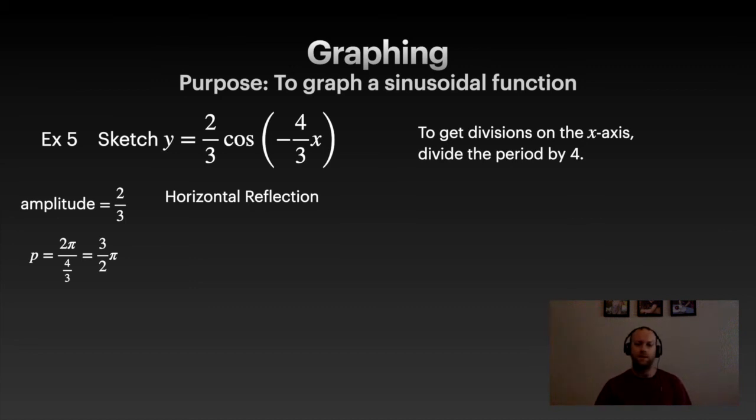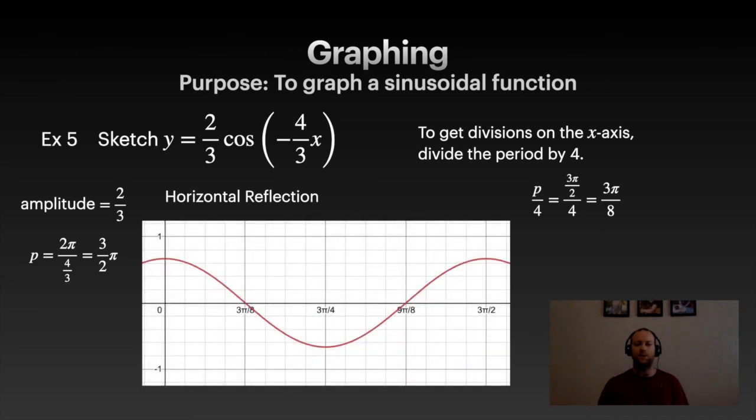Let's figure out our divisions, how we want to split up the x-axis. So take the period, divide it by 4. So 3 over 2 pi divided by 4. This gives us 3 pi over 8. Yes, that's not a very pretty number. However, when we graph it, it doesn't need to look pretty with the points on the x-axis. But by setting those values as 3 pi over 8, then 6 pi over 8, then 9 pi over 8, then 12 pi over 8, we get this nice graph. And our horizontal reflection, as I said, didn't make a difference to this. But this is what the graph looks like.